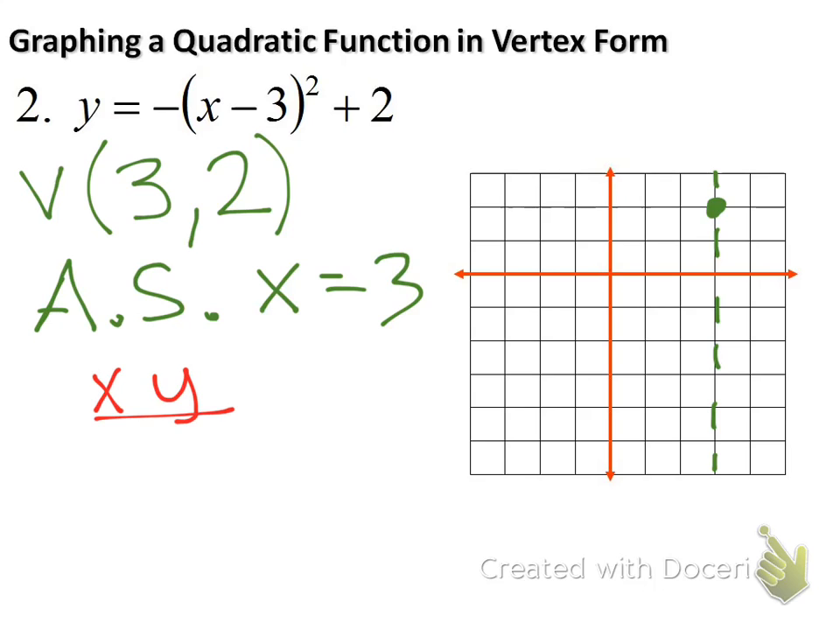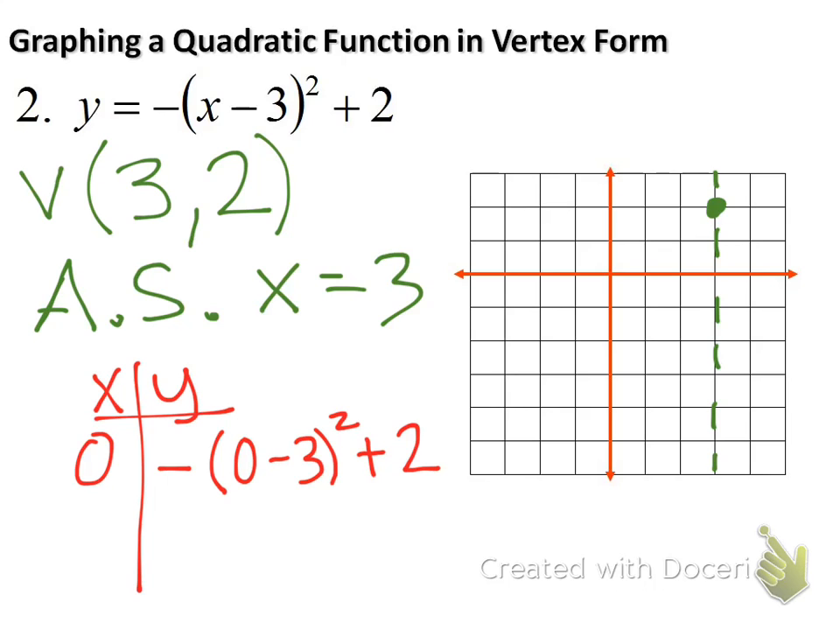Find x, find y, find another point. What do you guys want to plug in? 0, sure. When you plug in 0 here, you have negative 0 minus 3 squared plus 2. That's going to give me negative, and then negative 3 squared is going to be positive 9. So negative 7. Any questions on that?